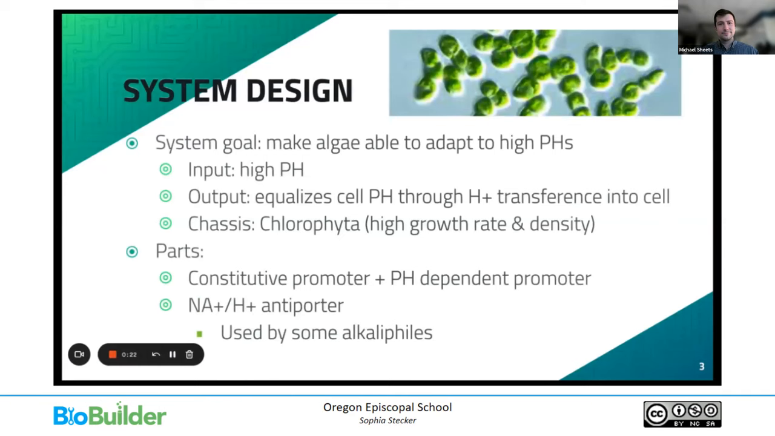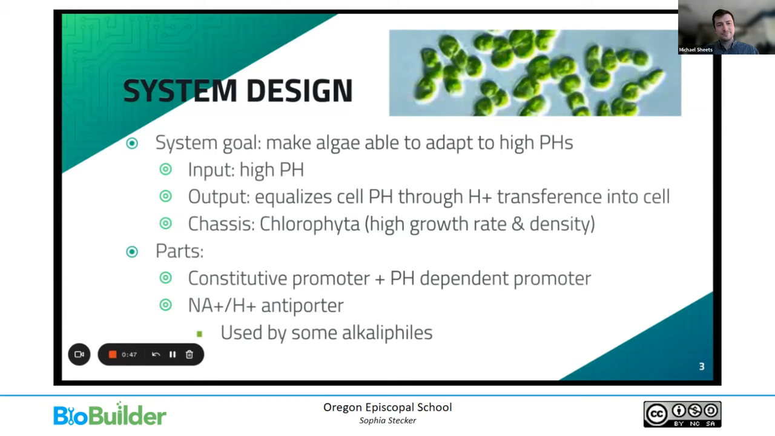So for system design, the system goal is to make algae that is able to adapt to high pHs, because I focused specifically on robustness in terms of pH. The input would be high pH, and the output would be that the cell pH equalizes by making it more acidic to compensate. The chassis would be a species of microalgae in the taxon chlorophyta, because that's really good for biofuel, with its high growth rate and density.